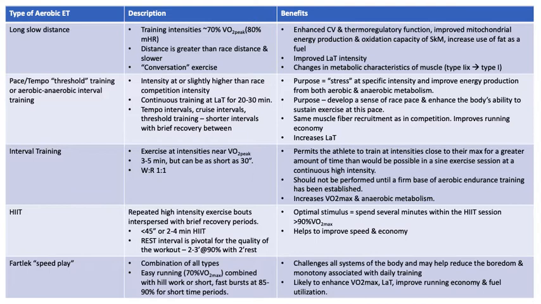And then speed play is a combination of all types. So you could be easy running at 70% of VO2 max, combined with some hill work, or short, fast bursts at 85 to 90% for short time periods.